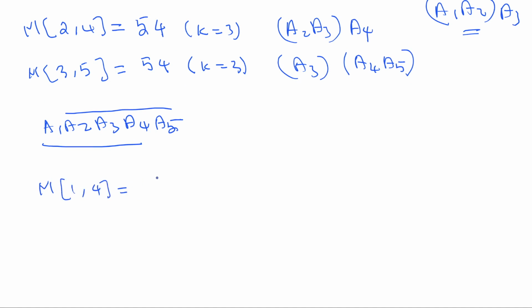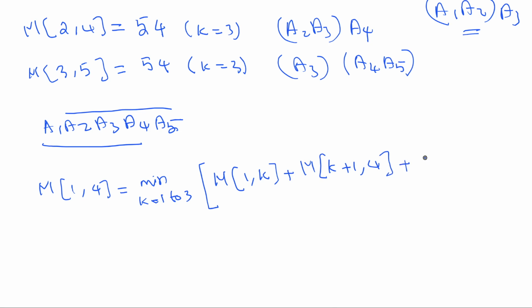So M14 will be minimum of k from 1 to 3, m of 1 comma k plus m of k plus 1 comma 4 plus d0, dk and d4. Let's examine each of those cases.